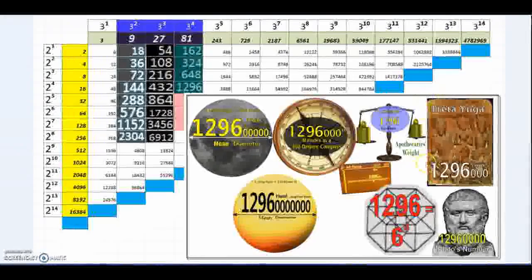1,296 years in the Treta Yuga. Some descriptions say it is Plato's number. Again, we just add a 0 to the end. And it's also 6 to the 4th, 6 times 6 times 6 times 6, and that's why I got the tetractys there.